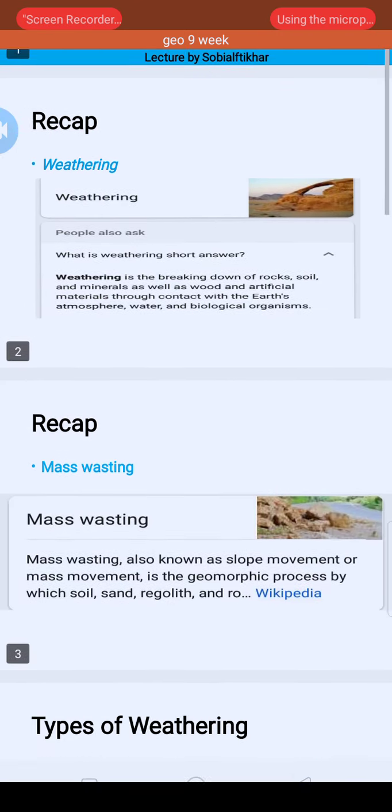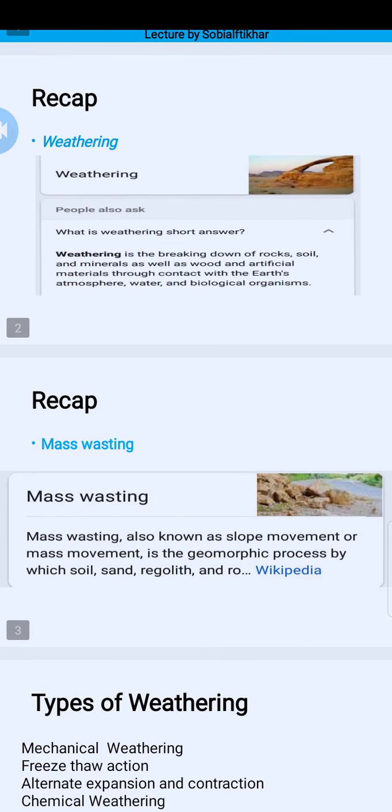First, let's start the recap. What is weathering? Weathering is the breakdown of rock, soil, and minerals, as well as wood and artificial materials, through contact with the earth's atmosphere, water, and biological organisms.